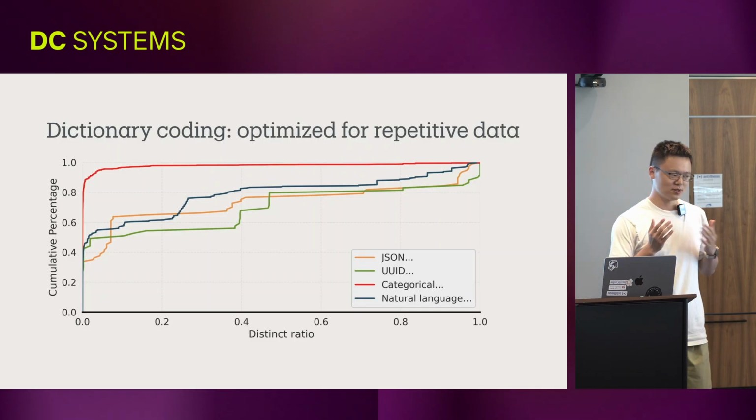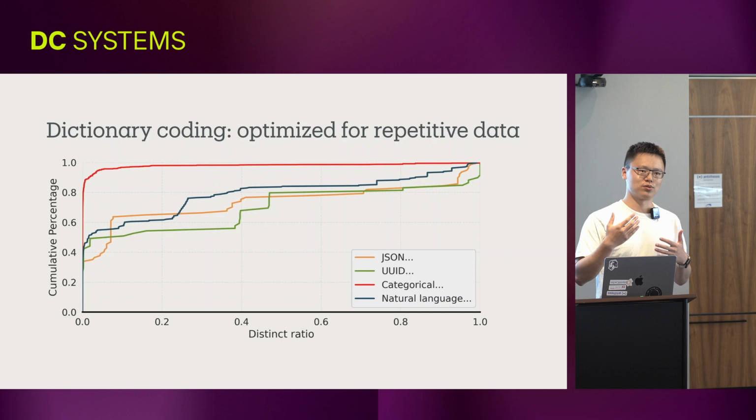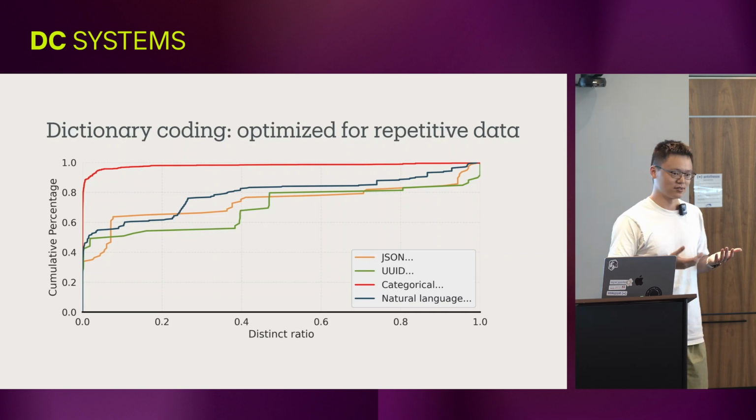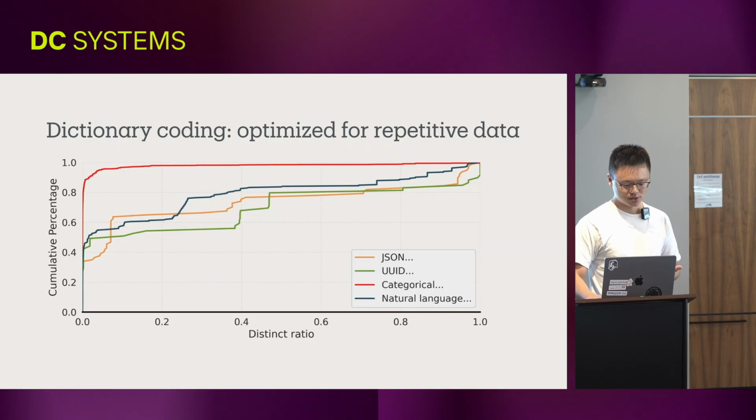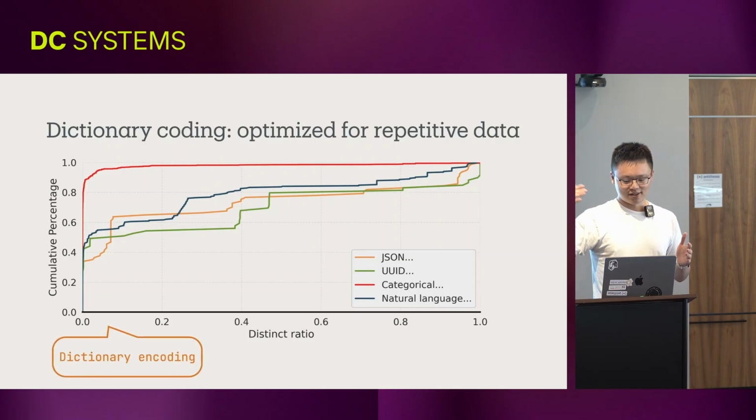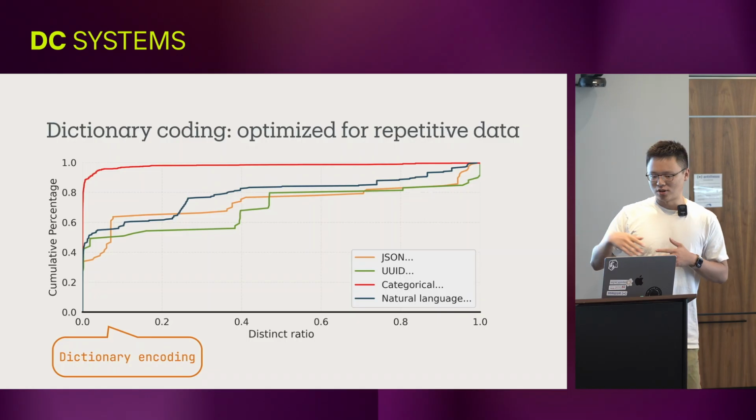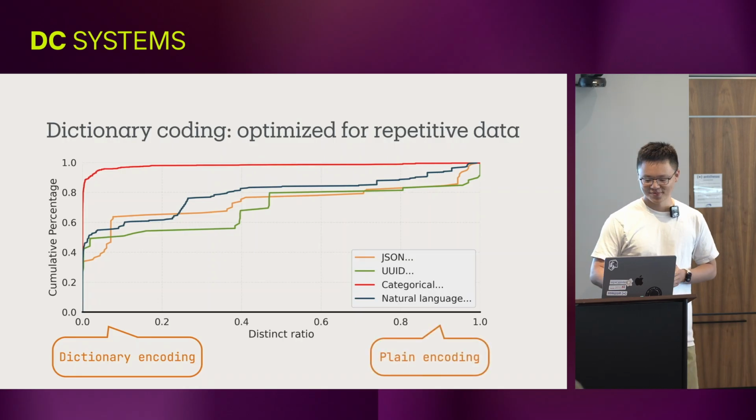So the general principle is if a string column is repetitive, then we want to deduplicate the strings so that we don't have to repeat those strings all over again. So we call it dictionary encoding. On the other hand, if all of the strings are unique, then we don't want dictionary encoding, we just do it plainly. So we call it plain encoding.